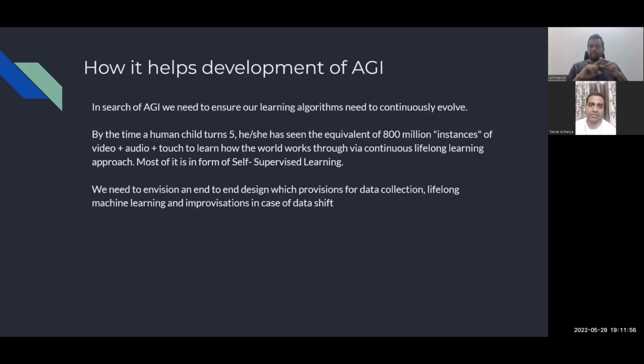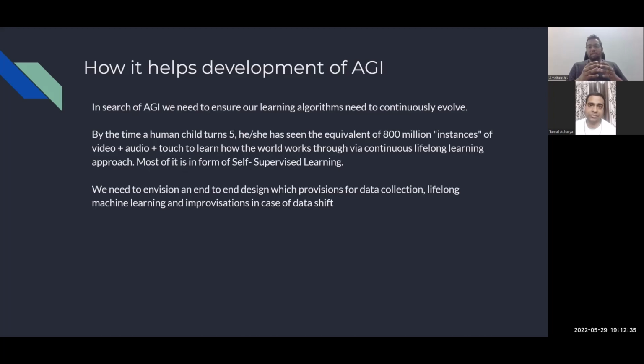Whenever you see these frames, you have multi-modal inputs, video, audio, and touch usually for a human baby, to learn how the world works through a continuous lifelong learning approach. And most of it is self-supervised learning. Not everything has to be taught to a kid. Say they touch a hot surface, they feel the burn, and they pull back. This gives them feedback very similar to reinforcement learning, like a penalty, or a negative reward. And if they like something, say they eat chocolate and really like the taste, they want to eat more chocolate. So that happens a lot.